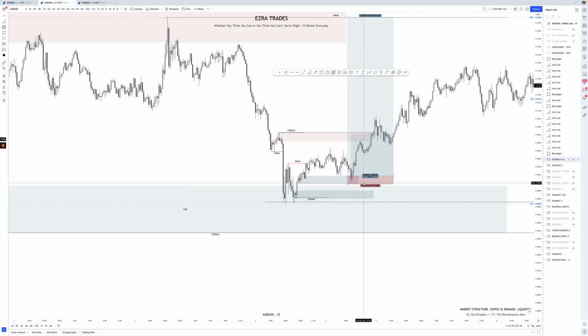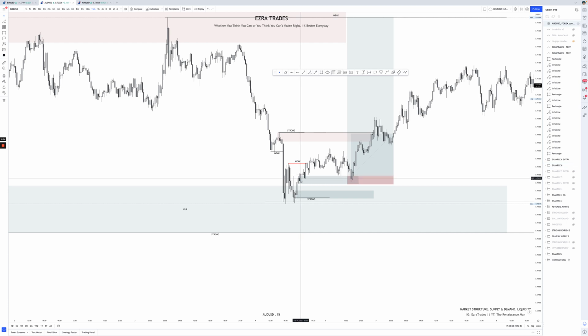So I could set one entry here, and I could set an entry here, right? Now obviously the way I trade is I go down to the 1 minute time frame and I'll trade off of a confirmation. But on the 15-minute, it might be a little bit harder to get your confirmation sometimes. Technically, this did break structure to the upside.